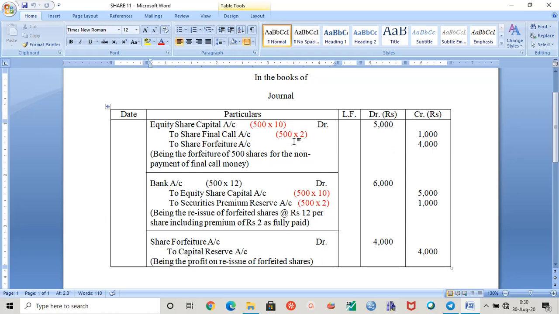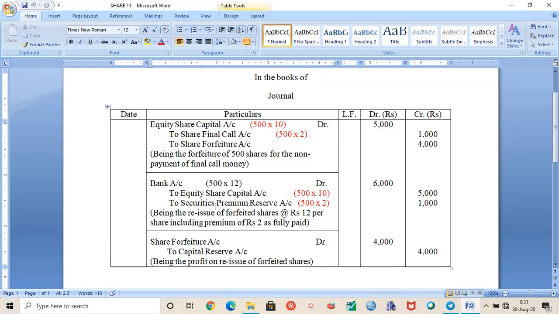Then the share forfeiture. So first write equity share capital account debit, 500, that's the number of shares, and rupees 10 is the nominal value of each share, that is the full called up value, and rupees 2 here is the amount of final call on which these 500 shares failed to pay the money. So this is your forfeiture entry.